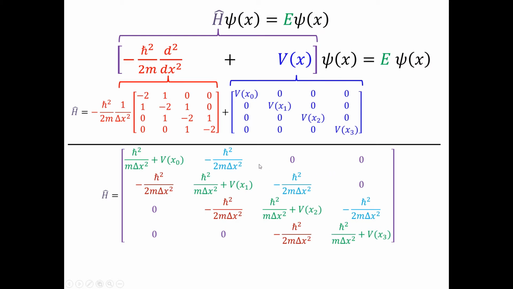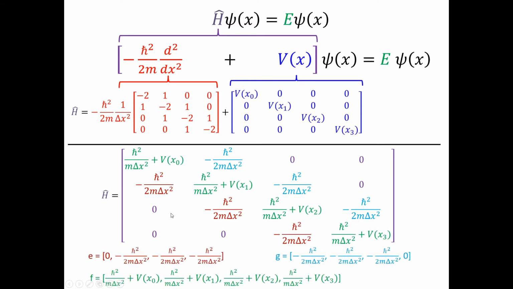So if you're using thousands and thousands of points, that's a ton of wasted memory in your computer and wasted computations when you're adding and multiplying matrices, because almost all of the numbers are 0. So instead, we're going to just make 3 linear arrays. One for the lower diagonal, which we'll call E, one for the diagonal, which will be F, and one for the upper diagonal, which will be G.